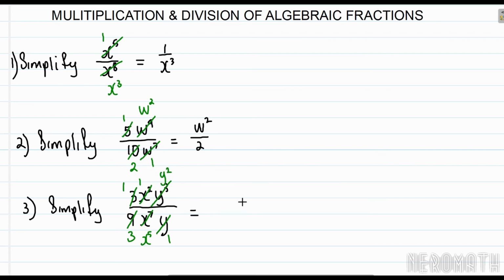So that will be equal to 1 times y squared, which will just give you y squared, over 3 times x to the power of 5 times 1, which will just give you 3 x to the power of 5.